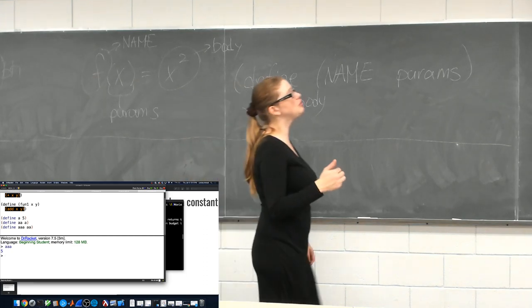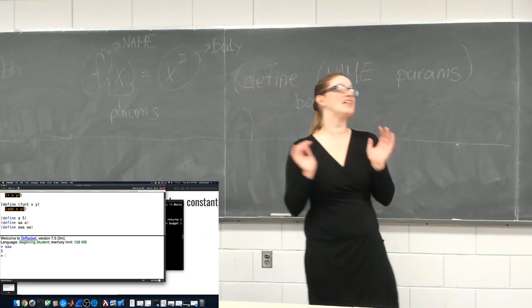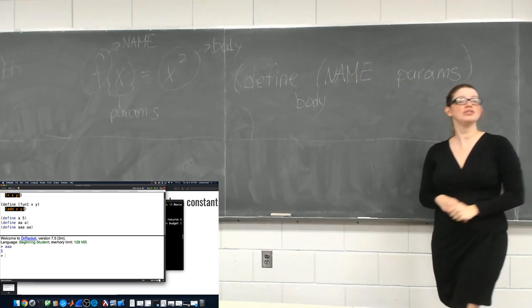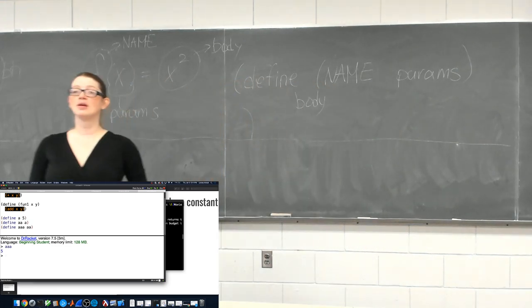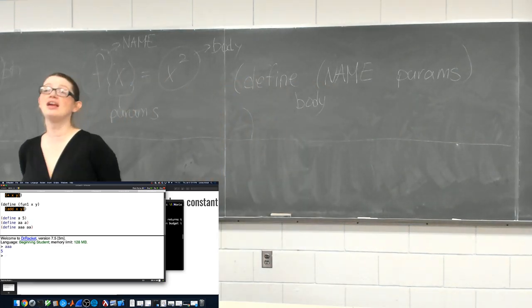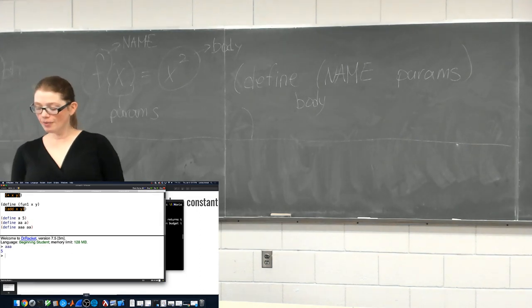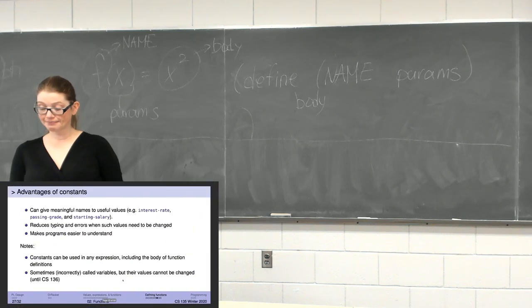Now, when you want to get the value of a constant, by the way, you don't need to put the brackets. You just type the name and push enter, and Racket will just return the value to you. One thing you cannot do is have two things with the same name in the same scope. Now, what does scope mean? So, let's go back to our slides here.